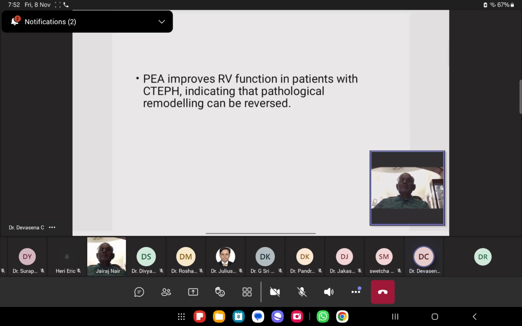Pulmonary endarterectomy improves RV function in patients with CTEPH, indicating that pathological remodeling can be reversed.